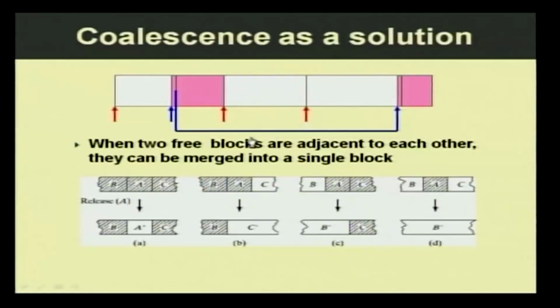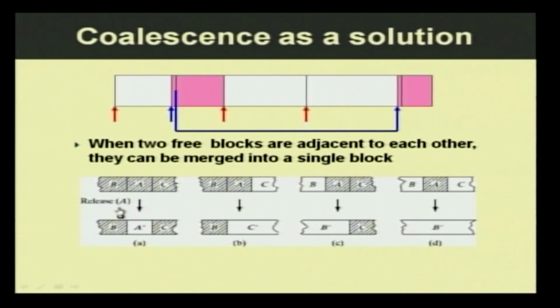Another solution is coalescence. Coalescence is much similar to compaction, but we don't bring variable blocks from all over your memory to join together. Instead, we only take care of two adjacent blocks which are holes, so that they can be joined together to form a single memory segment. That is, when two free blocks are adjacent to each other only, they can be merged as a single block.